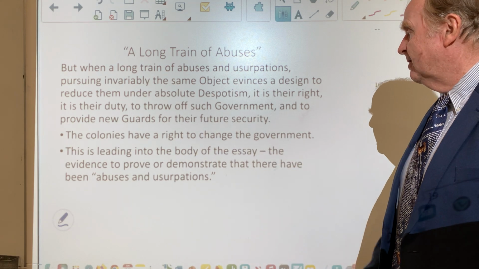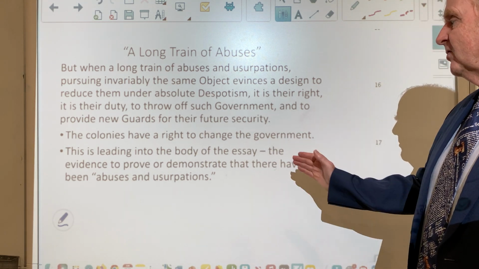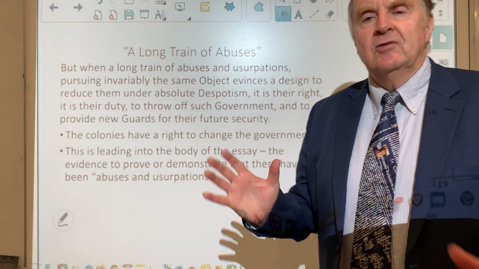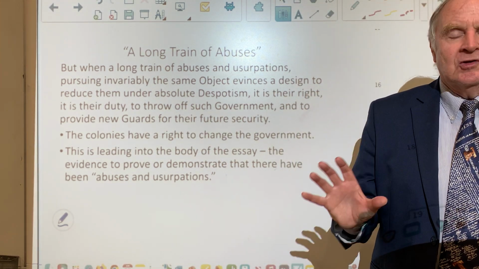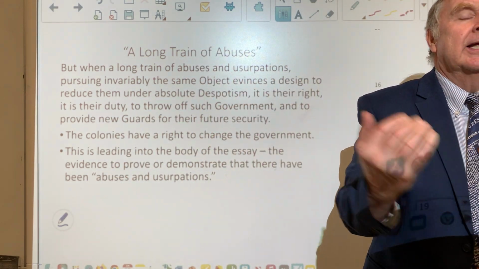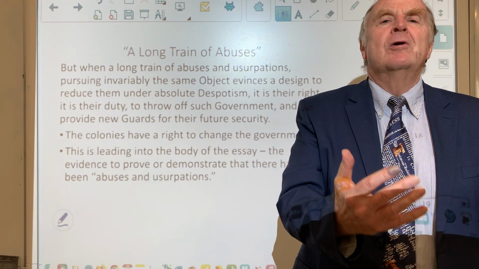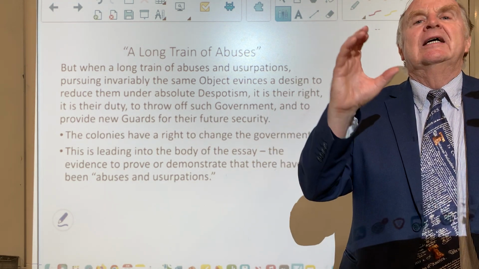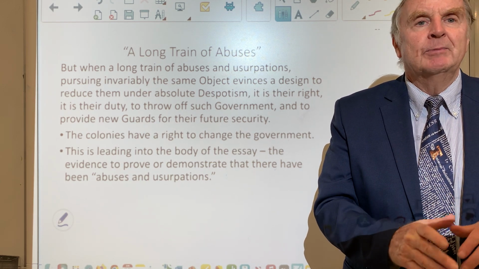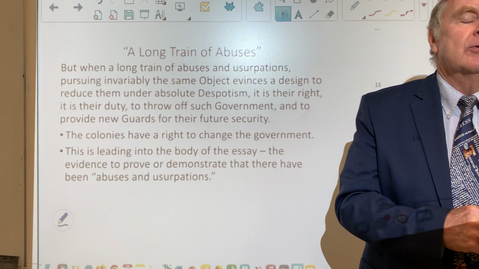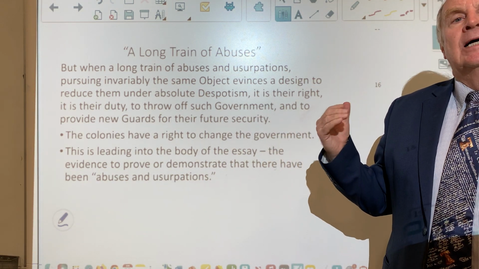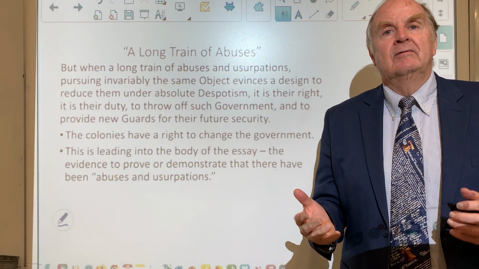And then this leads into the body of the essay, the evidence to prove or demonstrate that there have been abuses and usurpations. As I said, this is really just a standard essay form. This is the end of the introduction. Now we're going into the body, and there are somewhere between 22 and 24 specific instances which the Declaration of Independence mentions that the British government, and it uses the term the king, because the king is the ultimate authority, has done to take away the rights of the colonists.